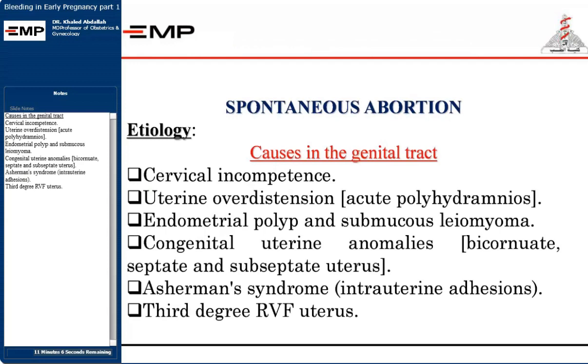Causes in the genital tract: cervical incompetence, uterine overdistension, acute polyhydramnios, endometrial polyp and submucous leiomyoma, congenital uterine anomalies, bicornuate, septate, and subseptate uterus, Asherman's syndrome, intrauterine adhesions, third-degree retroverted fixed uterus.